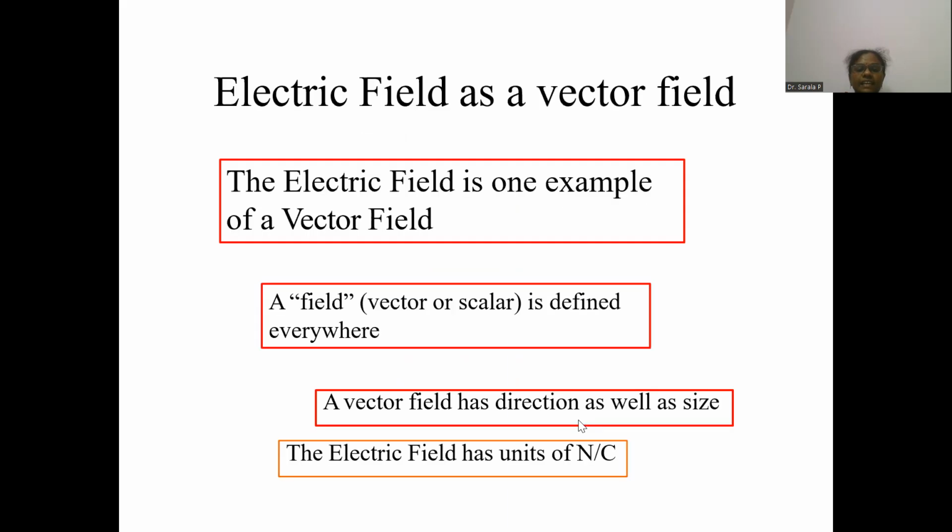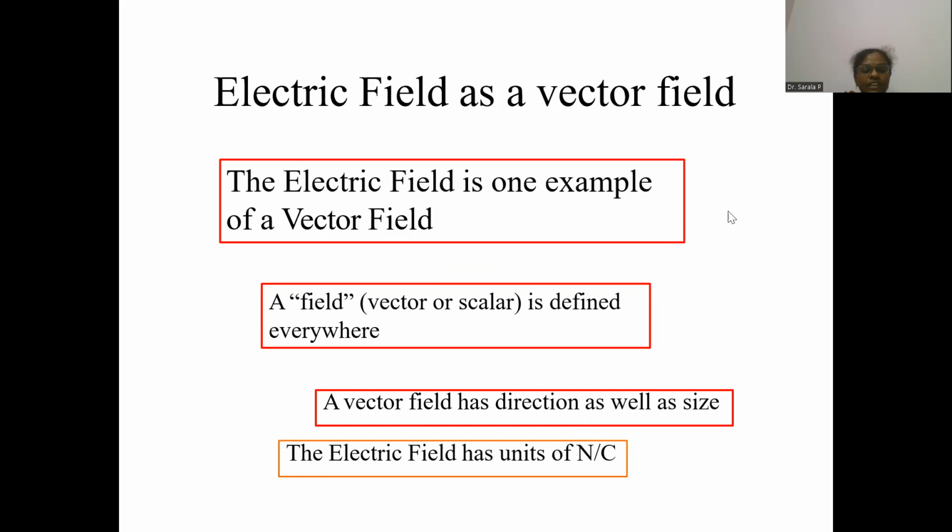So now vectors and scalars in the electric field. The electric field is a vector field. Here the electric field is one example of a vector field. So this electric field also has magnitude and direction, right?